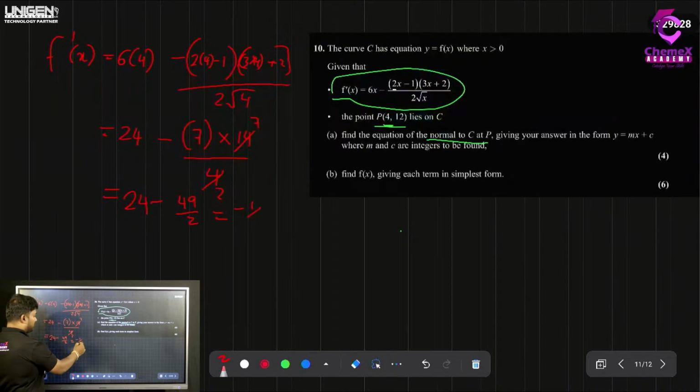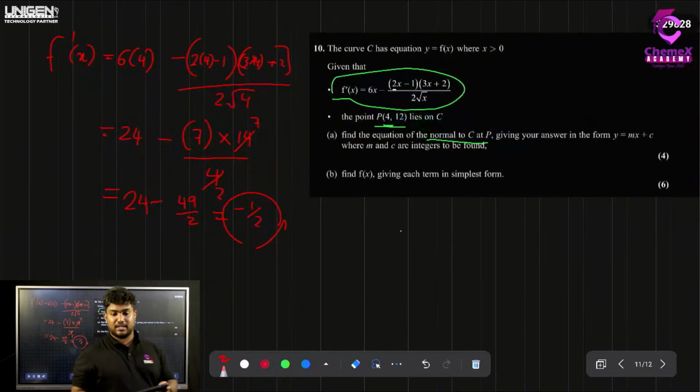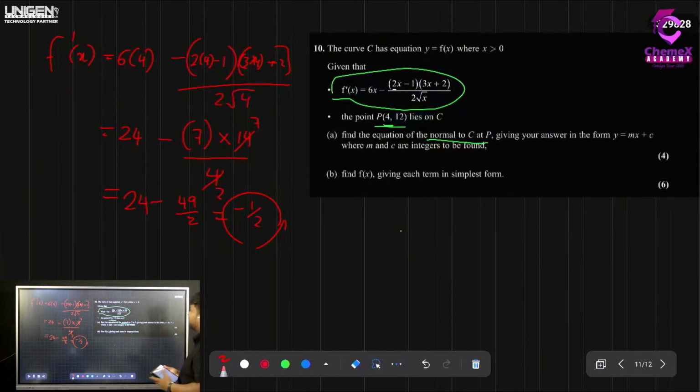Minus half. What we get is the gradient of the tangent. Do you understand or not? What is given as f x is not the equation of the curve. f dash x is dy over dx of the curve at x equals 4. So the gradient of the curve at x equals 4 is what we found here, and that equals the gradient of the tangent.